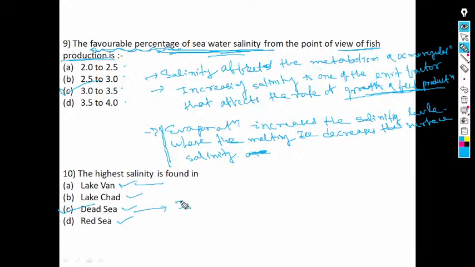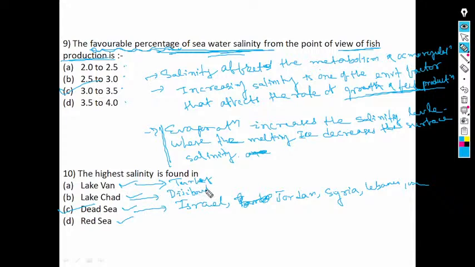The Dead Sea is particularly in Israel, and it is bordering Jordan, Syria, Lebanon and Palestine. Lake Van, mainly Lake Van, is in Turkey. Lake Van is in Turkey. Lake Chad is in Africa.